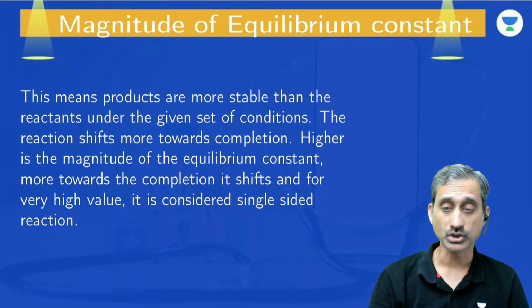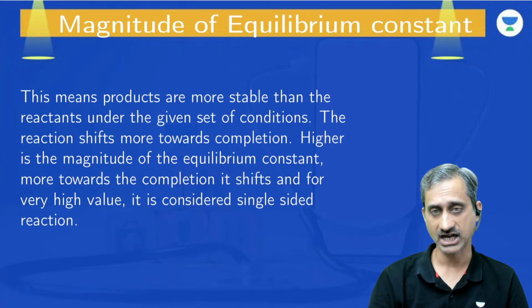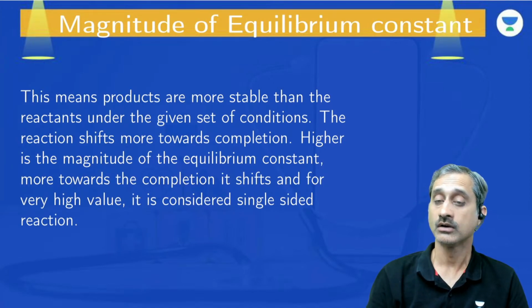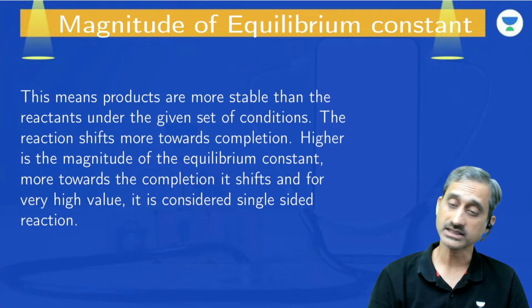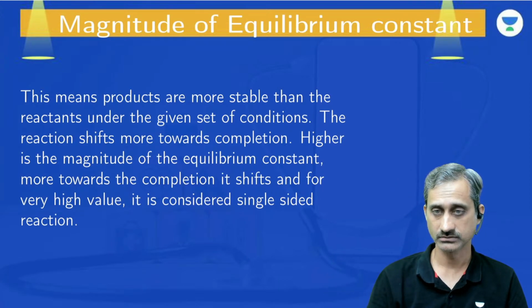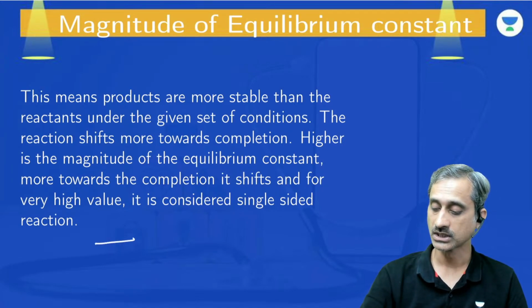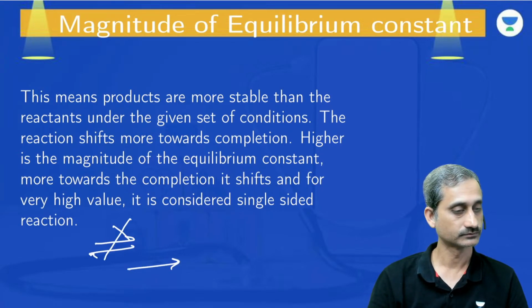Now, this also means that products are more stable than the reactants under the given set of conditions. That is why more products are formed than the reactants being left in the reaction. Okay. The greater the magnitude of the equilibrium constant from 1, the more the equilibrium shifts towards completion, and for a very high value, it is considered a single-sided reaction. And in that case, we don't put the equilibrium arrows, rather we simply put a single arrow. So the reaction is shifted only in one particular direction.